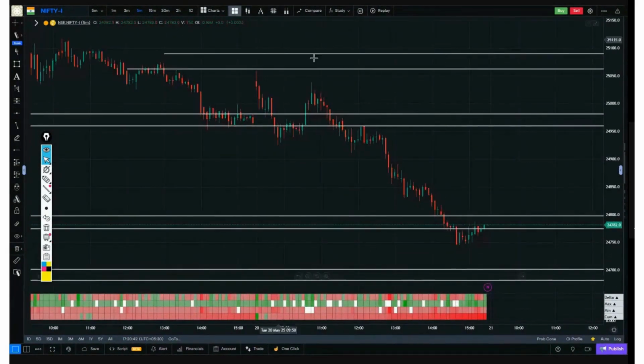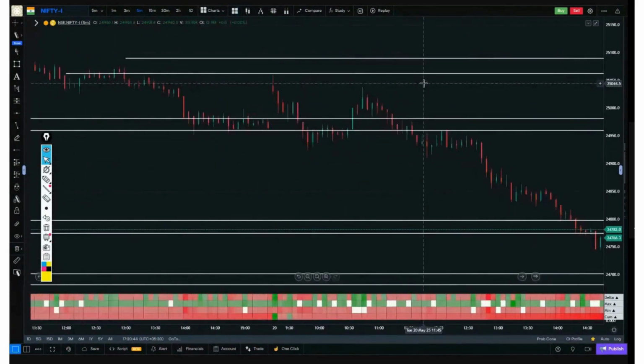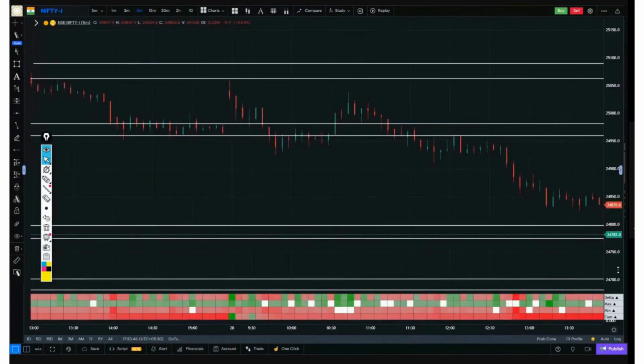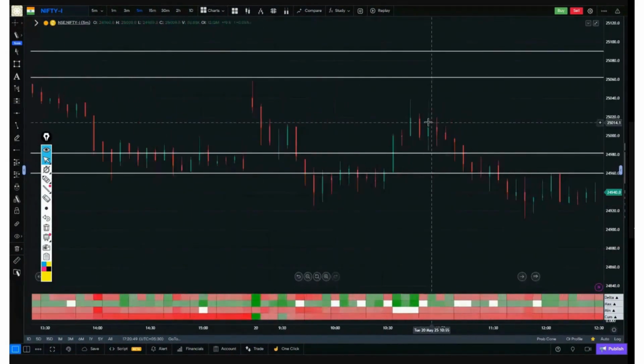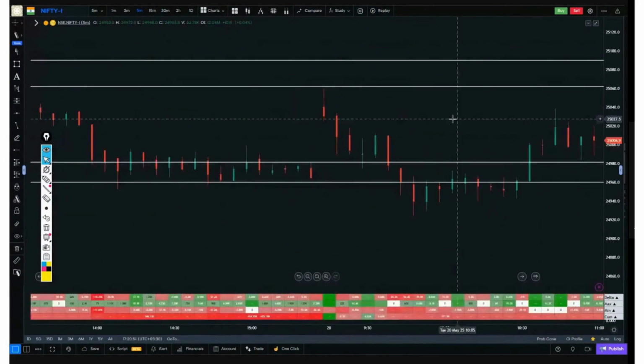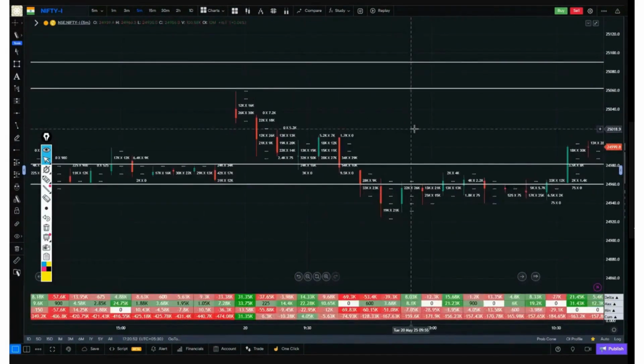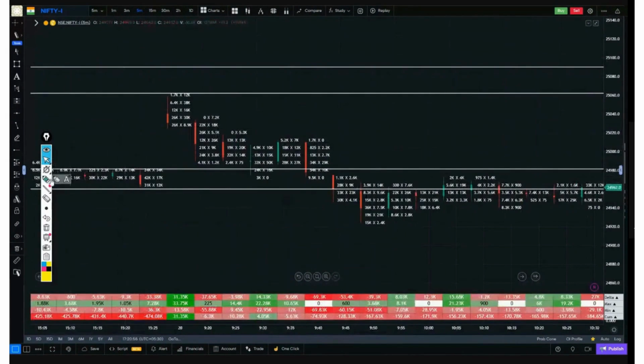Before we properly read the footprint, you all should know what delta is, because we are going to read the footprint with its help. Now let's pick the first candle. Delta, in simple language, is the difference between buyers and sellers. On the footprint, buyers are on the right side. On the left side, we have sellers. We have added buyers on the right side.